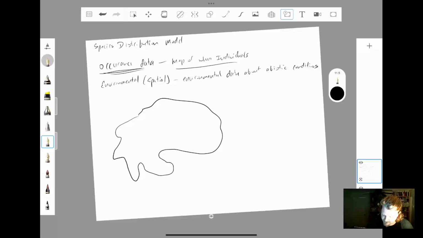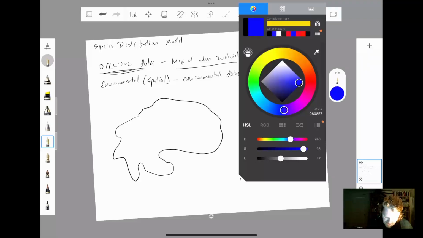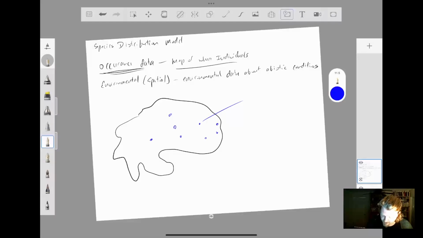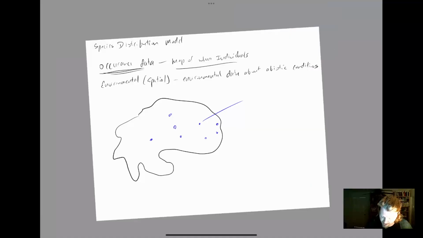And we have these occurrence data. So let's put blue dots as the occurrences of our species. And they occur here, and they occur here, and they occur here, and they occur here, right? And then for each of these points, we have a big data frame that has a bunch of abiotic data. So we have temp. We have precip. We have mean annual temp. We have max temp. We have min temp. We have any data you could imagine. And then for each of these points, we have a row, and we have all these columns.